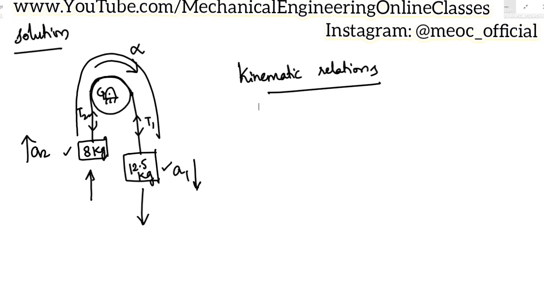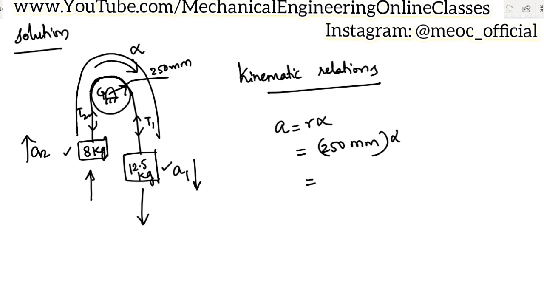Now from the given figure, the acceleration with which the 12.5 kilogram will rush downward will be the same acceleration with which the 8 kilogram block will move upward. But let us see it by formula. We know a is nothing but R alpha. Here R is the radius of the pulley, which is given as 250 mm. So I am converting it all to meter. So 250 mm into alpha, where alpha is the angular acceleration which we have considered. Writing this in terms of meter, it will be 0.25 alpha.